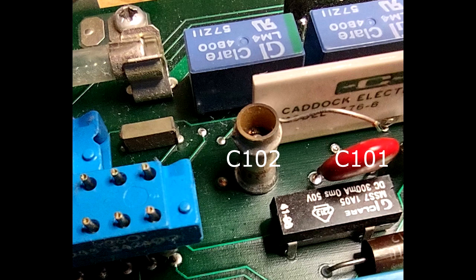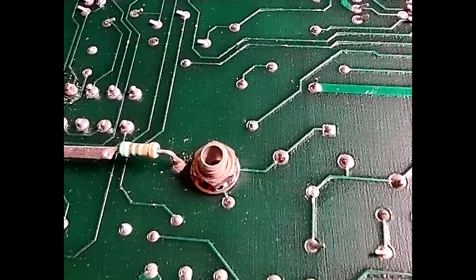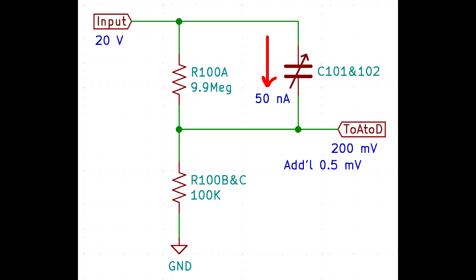Leakage in either capacitor could cause the problem. Removing C101 did not have any effect, but disconnecting C102 did cure the problem. Fortunately, C102 has a screw mount and is easy to remove without damaging it. In this simplified version of the input circuit, R100, A, B, and C are sections of the Caddock precision divider. A few tens of nanoamperes of leakage in these caps could increase the voltage drop across R100, B, and C by a fraction of a millivolt, enough to move the reading outside the specified accuracy.